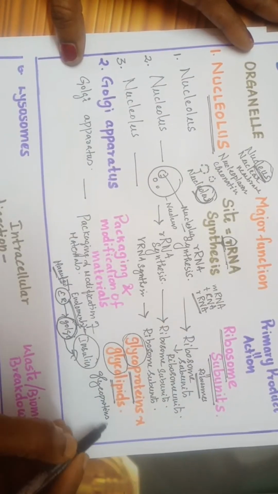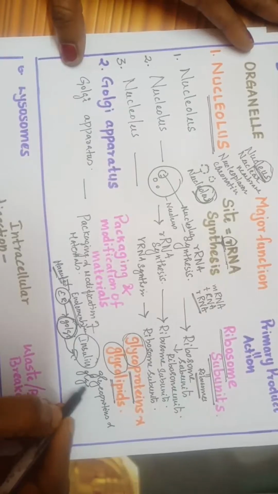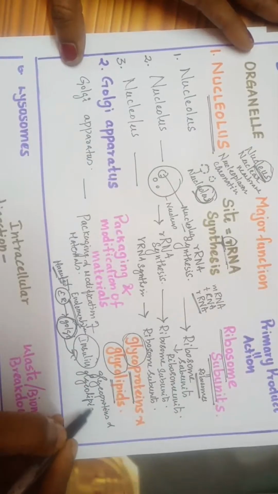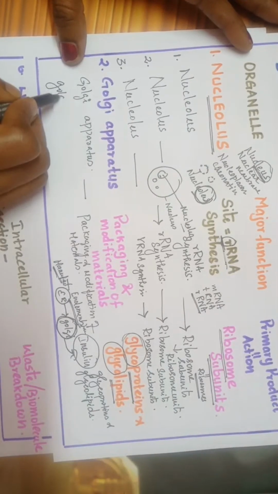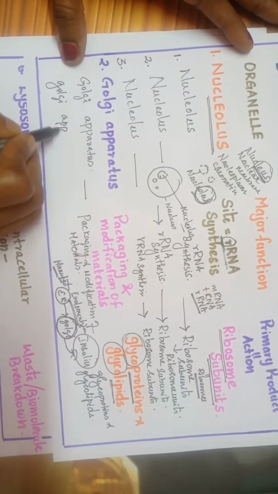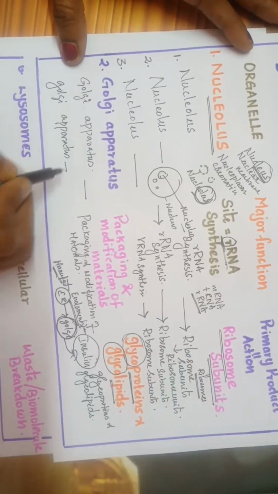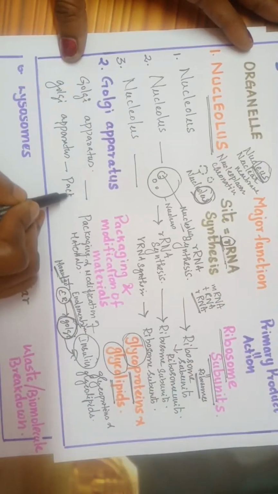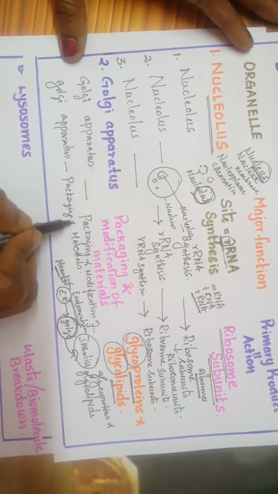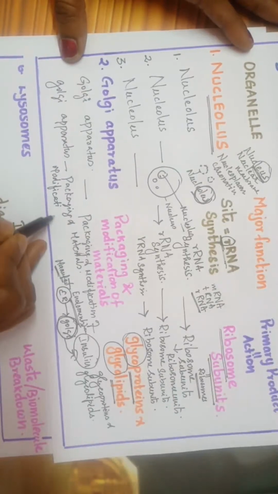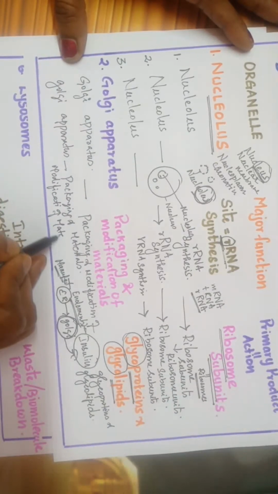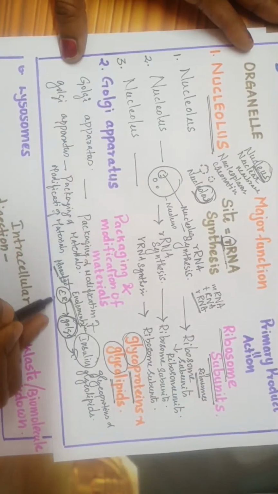Glycoproteins and glycolipids, that is addition of the group to the proteins and lipids, takes place where? In the Golgi apparatus. Golgi apparatus helps in packaging and modification of materials, that is the raw materials from the endoplasmic reticulum.